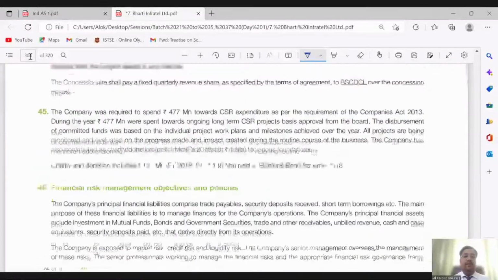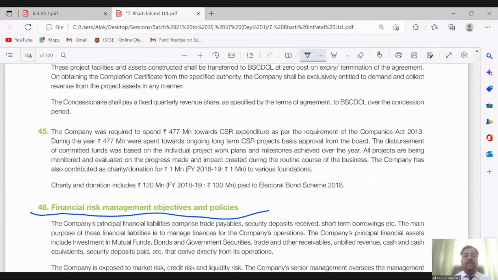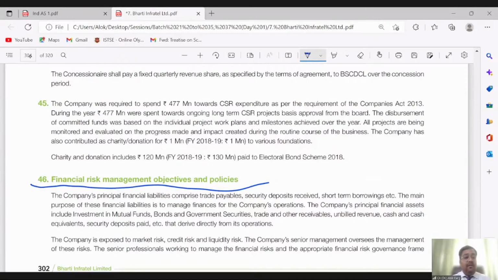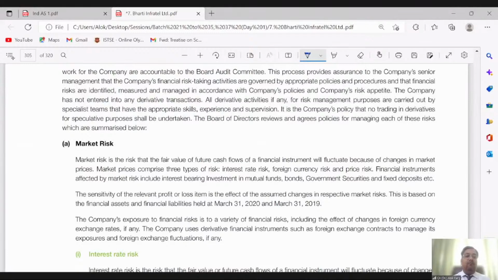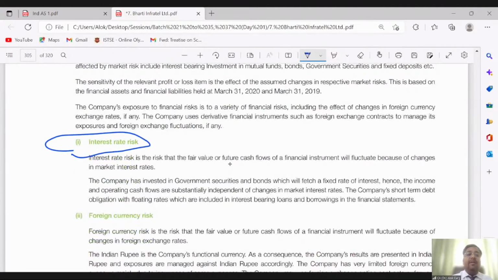Friends, if you see, there is one disclosure, financial risk management objective and policy. In this disclosure, the company has given what kind of risk is applicable or is exposed to this company. For example, market risk, interest rate risk, right? What is interest rate risk? This company has invested in government securities and some bonds which carry a rate of interest. If there is an increase or decrease in interest rate, there will be a risk of declining market price of the instrument.